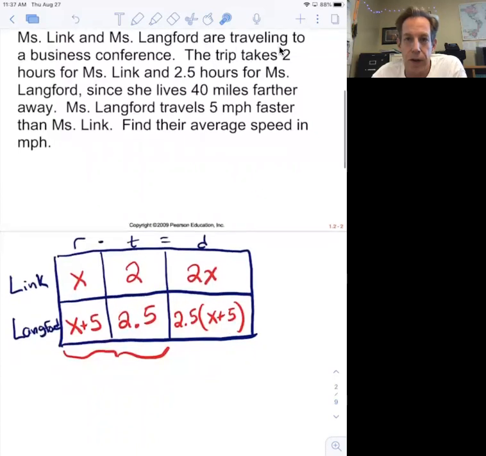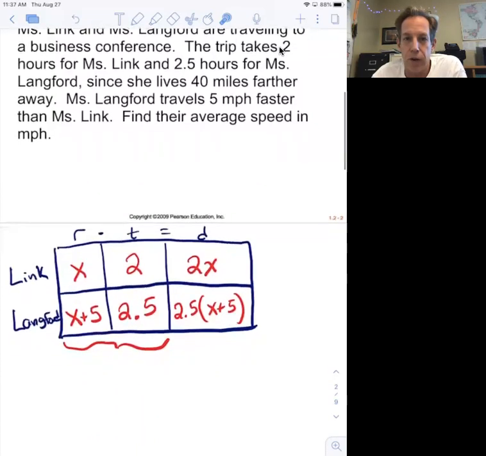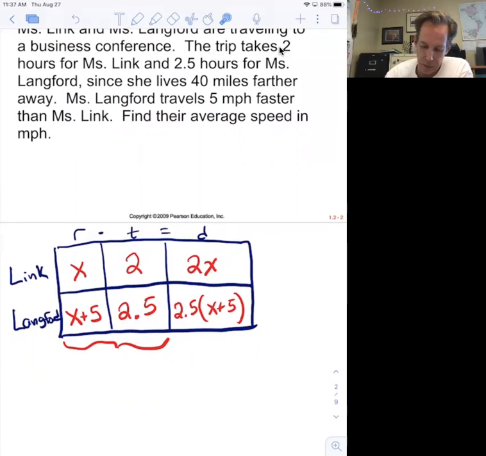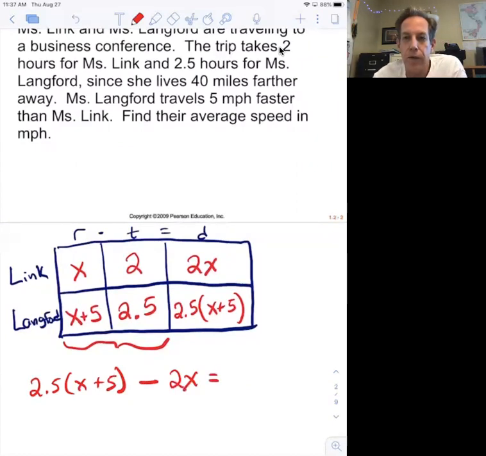Well, it's going to be Miss Langford, right? In fact, it actually says she's going 40 miles farther. So when we do the subtraction, we want to subtract Miss Langford's distance minus Link's distance, okay? So our equation is going to be 2.5 times x plus 5 minus 2x. And then we're setting that equal to how far apart they are, which is 40 miles. And that's the equation that we're going to use to solve, okay?